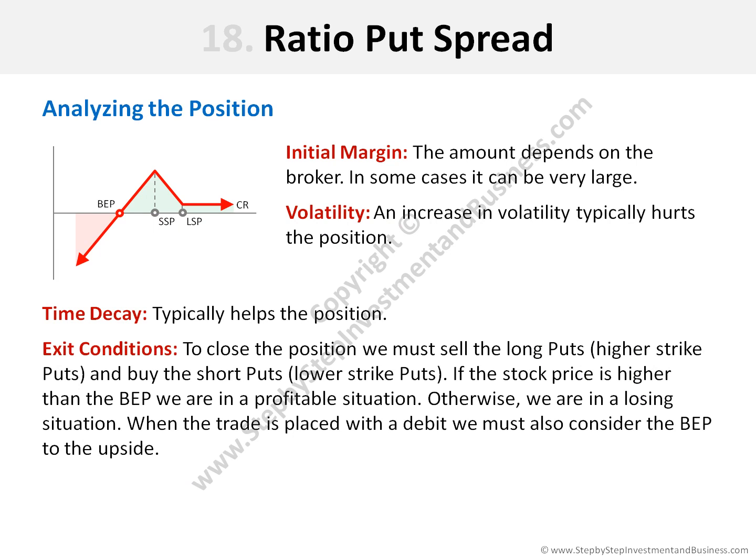Continuing with the analysis, the amount of initial margin depends on the broker. In some cases, it can be very large. An increase in volatility typically hurts the position. Time decay typically helps the position. With respect to exit conditions, to close the position, we must sell the long puts, that is, the higher strike puts, and buy the short puts, that is, the lower strike puts. If the stock price is higher than the break-even point, we are in a profitable situation. Otherwise, we are in a losing situation. When the trade is placed with a debit, we must also consider the break-even point to the upside.